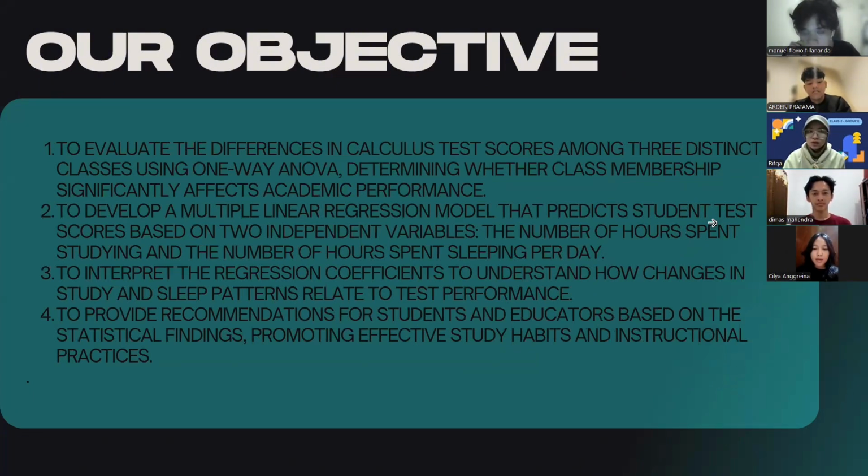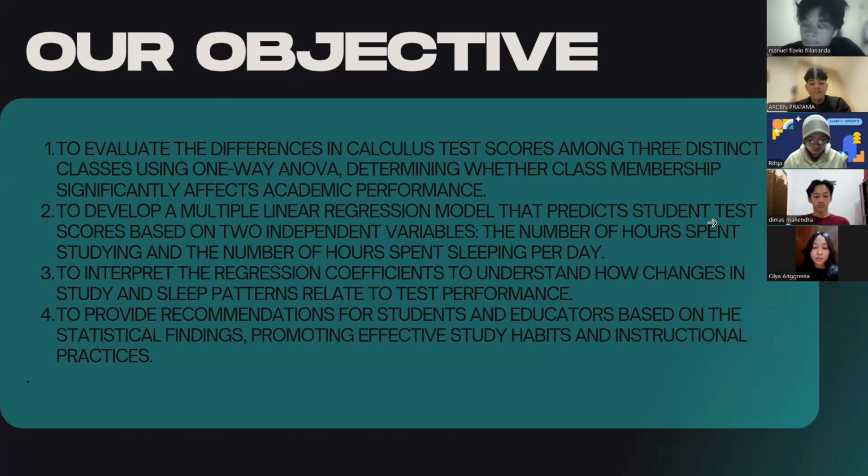So in this slide, I will briefly explain the objective of our study. The first one is we aim to evaluate the difference in calculus test scores among three different classes using one-way ANOVA. This helps us determine whether class membership significantly affects academic performance.